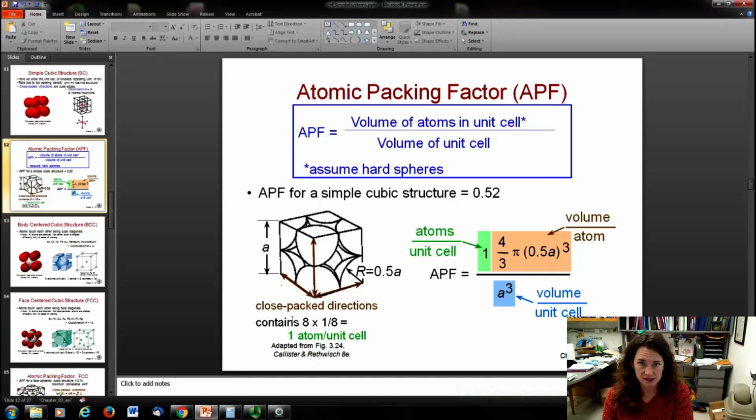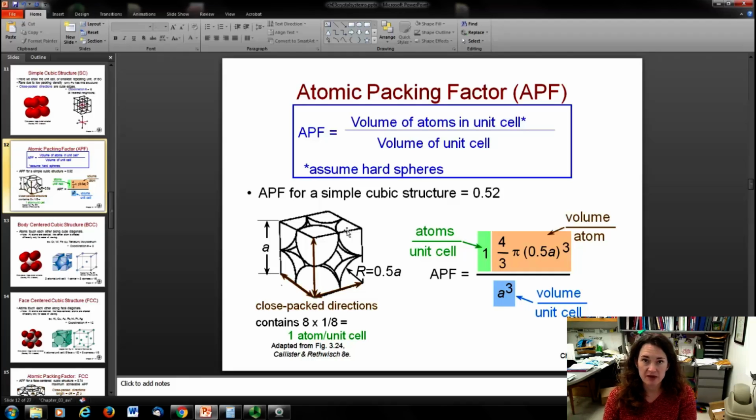Now, oftentimes in your book, they talk about the length of the unit cell. This is a cube, so in each direction along the edge, it's all A. A is the length of the cube here, okay? Now, if you look at what it looks like within the cell, then each corner of that cube is going to slice through one of the atoms, okay?